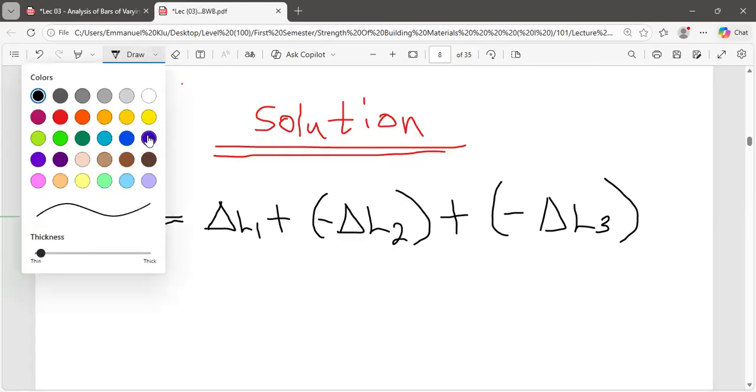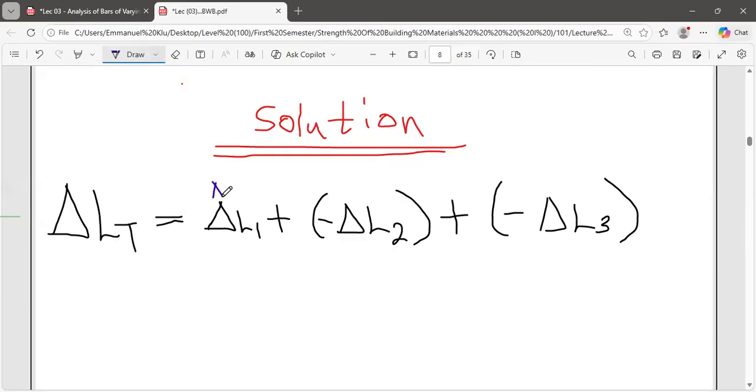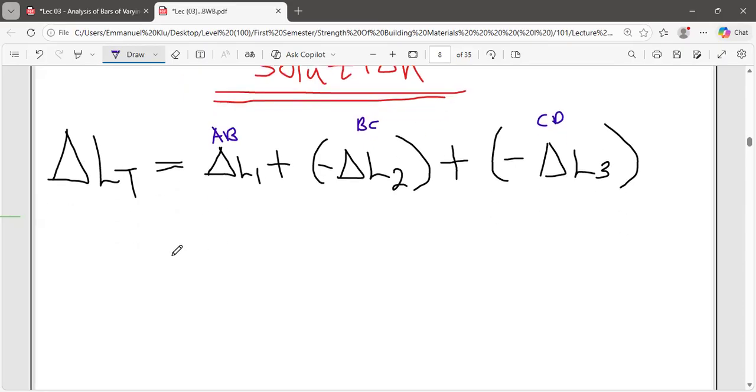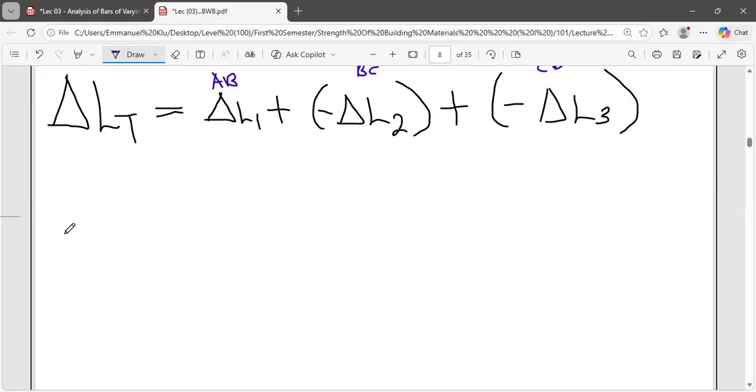Take note that this first one is just AB. This one is AB. This one is what? BC. And this one is what? CD. So if you like, this time we can take it step by step. So let's do the change in length of what? Of AB.